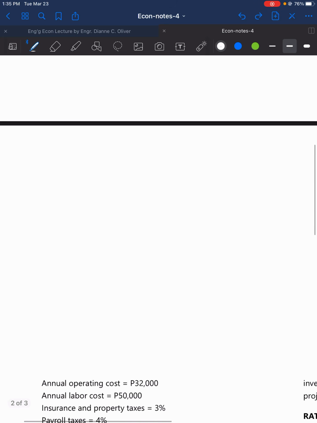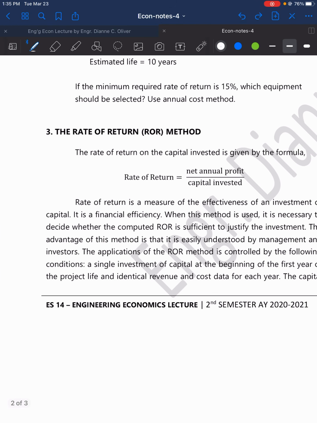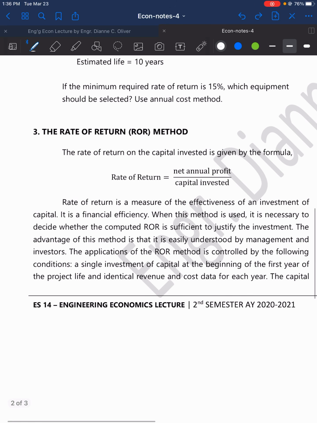So after annual worth analysis, we have the rate of return method. The rate of return on the capital invested is given by the formula: rate of return is equal to net annual profit over capital invested. Rate of return is a measure of the effectiveness of an investment of capital. It is a financial efficiency. When this method is used, it is necessary to decide whether the computed ROR is sufficient to justify the investment. The advantage of this method is that it is easily understood by management and investors.